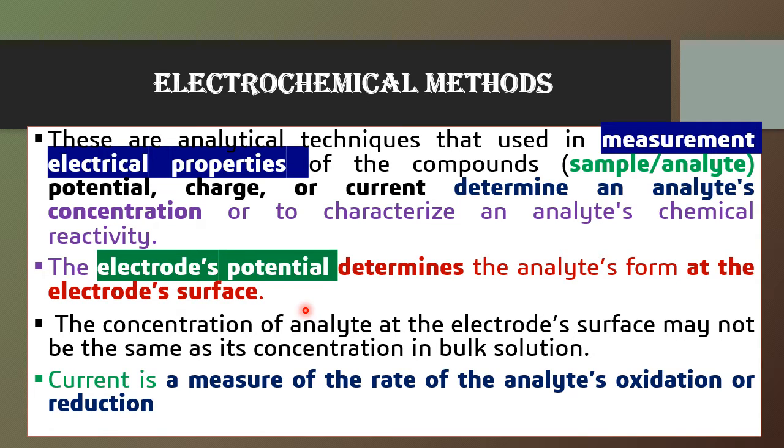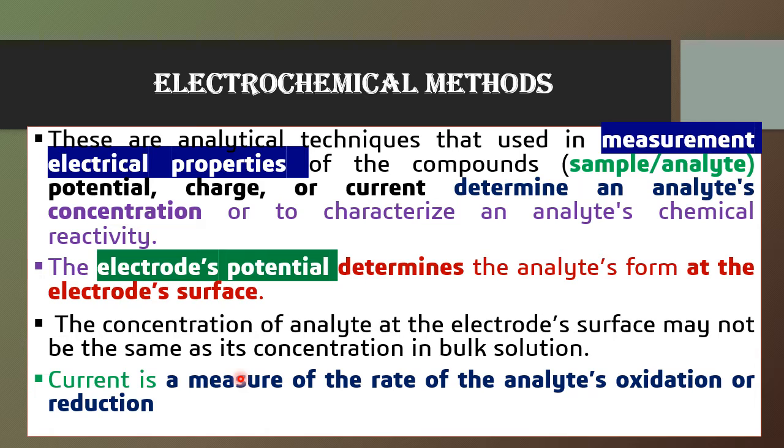So in this way, the sample or analyte used in the electrochemical cell undergoes a chemical reaction, that is usually a redox reaction. After that, the concentration of analyte will vary in the electrochemical cell. It will be different at the surface of the electrode, and it will also be different in the bulk of the electrochemical solution.